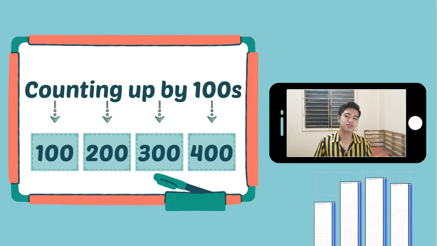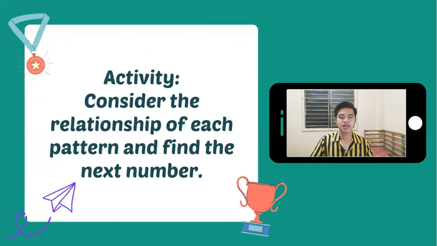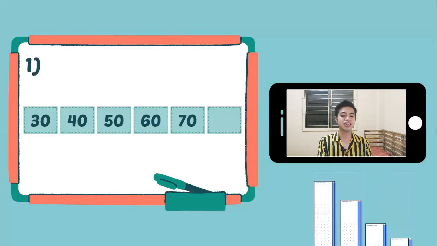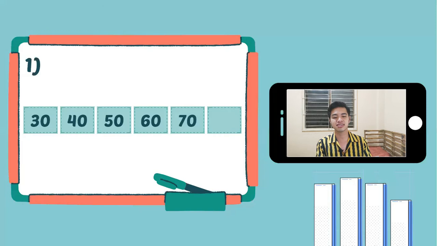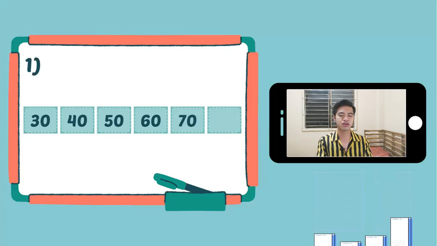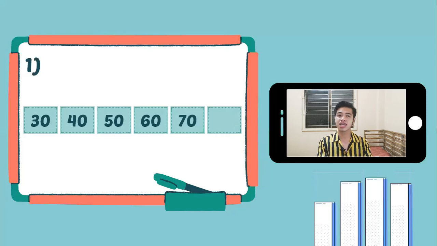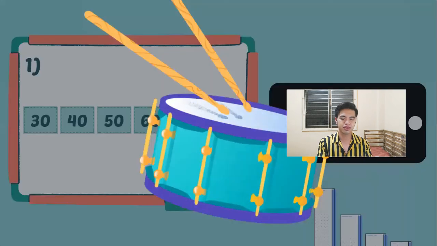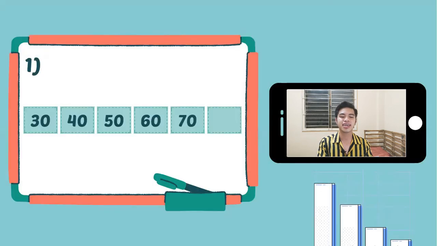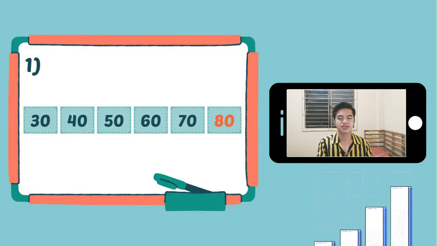So now let's go to the first number. Here in this activity, we're going to consider the relationship of each pattern and find the next number, okay? Let's find it out. For number 1, we have 30, 40, 50, 60, and 70. So we will find out what is the next number by adding 10 to it. So 70 plus 10 is? Good job. The correct answer is 80.